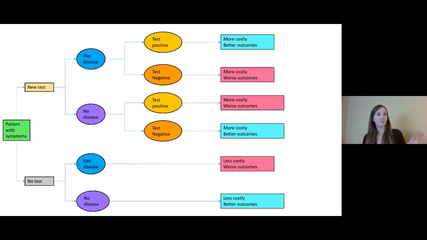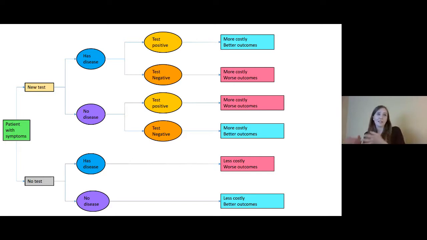So we start on the left and we've got a patient with symptoms. Now the technology under evaluation here is a new test. Previously we weren't testing patients, now we are. So if you look at the top, we've got a new test. And if the patient gets that new test, then they've either got the disease or they don't have the disease. If they have the disease, they can either test positively or test negatively. So just looking across the top of this figure.